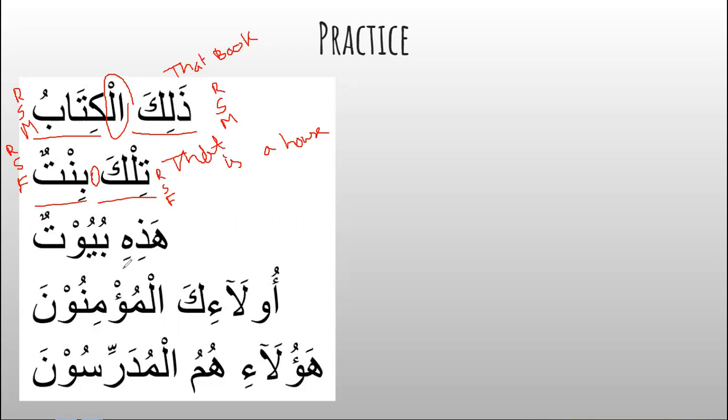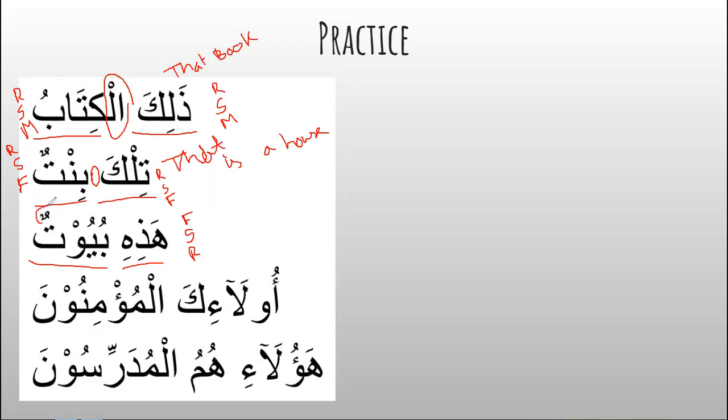Anyone can answer me? Hazihi buyutun. Is it a sentence or a fragment? Okay, let me explain. Hadhihi is feminine. Hadhihi is singular. And hadhihi is rafa. Rafa, feminine, singular. Buyutun is the broken plural of bait.